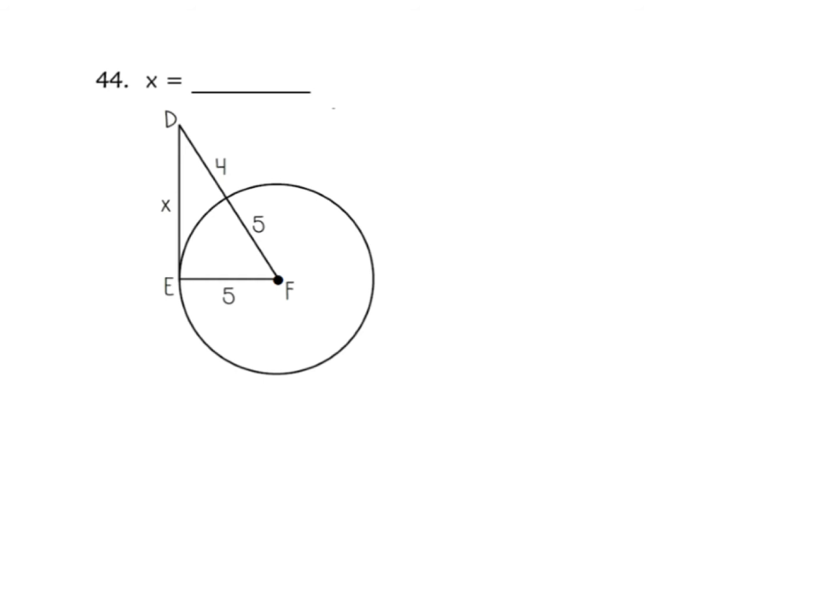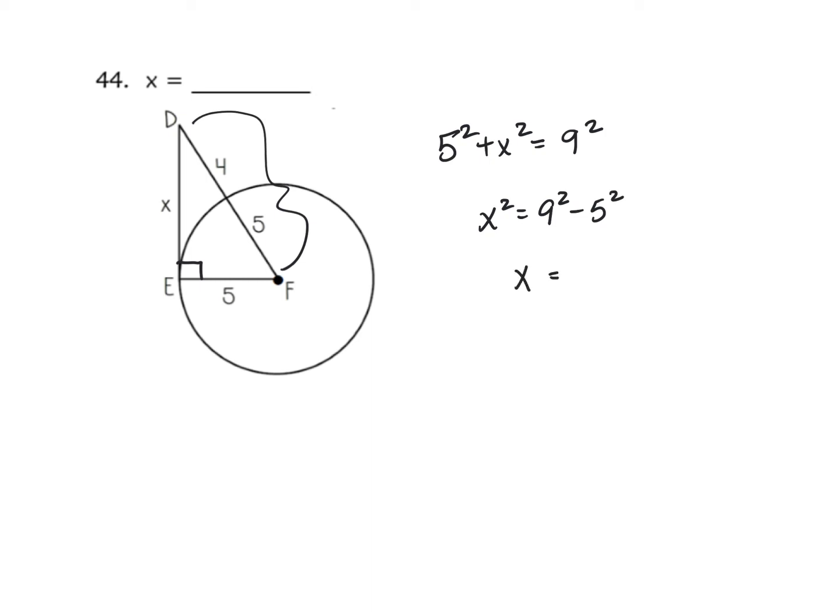All right, so this is a Pythagorean theorem problem here. We have a right triangle, and I know that because a tangent and a radius form a 90-degree angle. So that means that 5 squared plus x squared has to equal the whole hypotenuse squared, which is 9 squared. If I subtract 5 squared from both sides, I have 9 squared minus 5 squared. I'm going to type that into my calculator. Take the square root, I get 7.5.